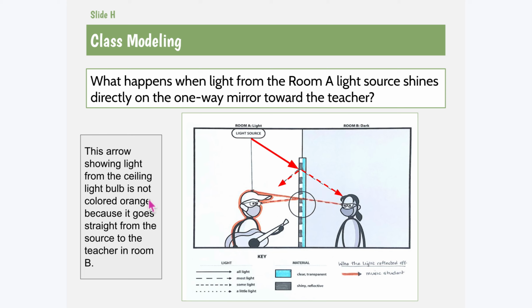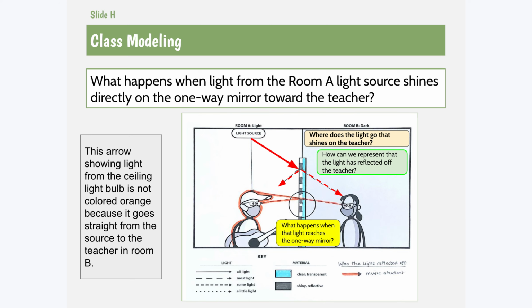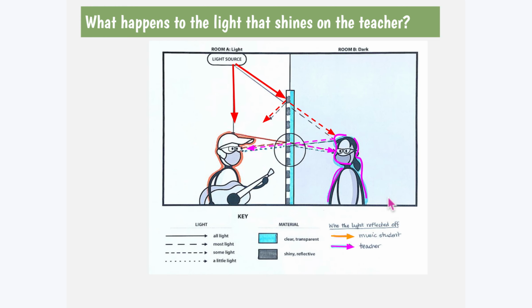It says the arrow showing light from the ceiling light bulb is not colored orange because it goes straight from the source to the teacher in room B. Where does the light go that shines on the teacher? And how can we represent that the light has reflected off the teacher? What happens when the light reaches the one-way mirror? So it reflects off the teacher and goes to the one-way mirror. What's going to happen?